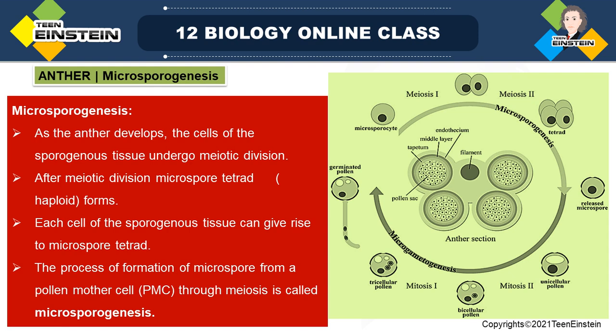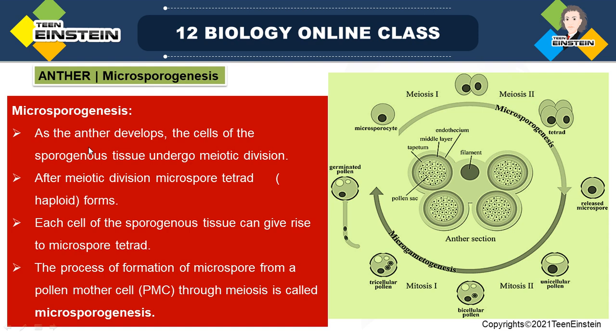Pollen grains are produced from the pollen mother cell by meiosis, and this is called microsporogenesis. And these tetrads separate and form pollen grains. Here you can see the tetrads, and those tetrads will get separated and form the pollen grains, right?